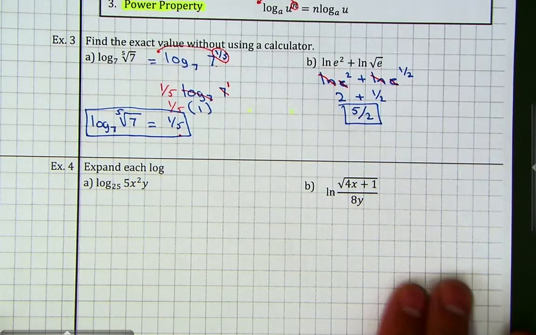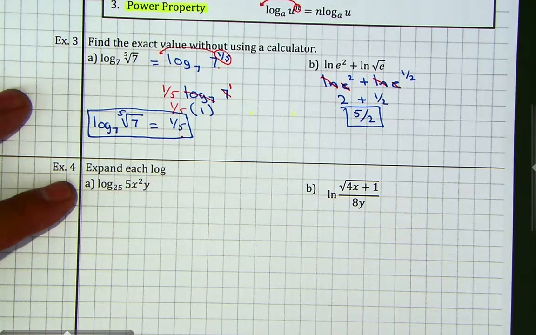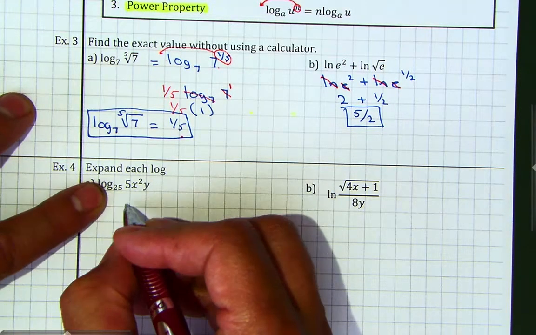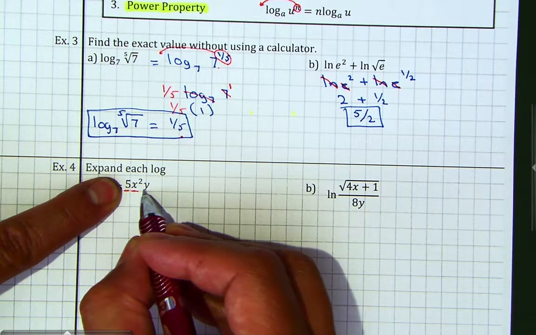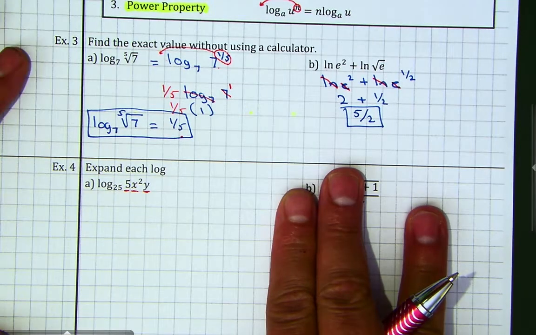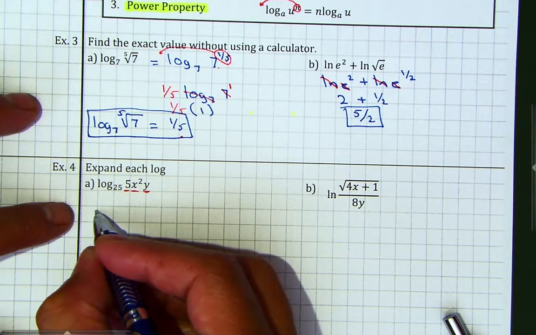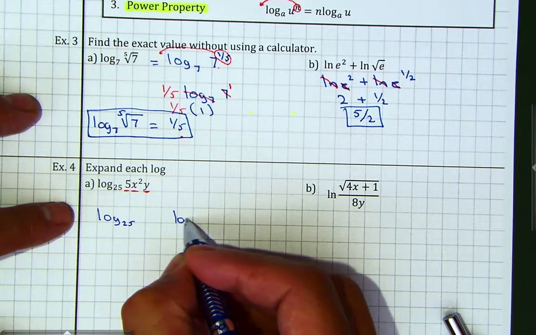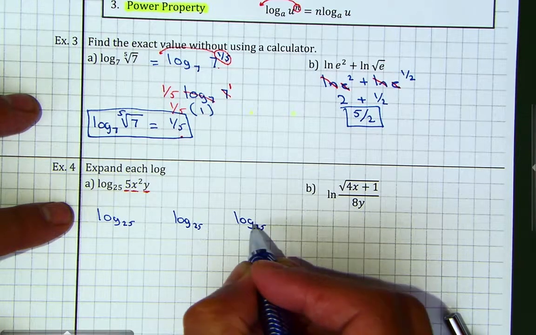And pause it. So in this case, we need to be able to expand each of the logs. So we're going to use the properties above to be able to expand it. And I want you guys to think first. We have this log base 25. How many components do I have in here? I have the 5, I have the x squared, and the y. So therefore I have 3 different components. So I will be needing 3 of the logs. Log base 25 for the 5, log base 25 for the x, and log base 25 for the y.